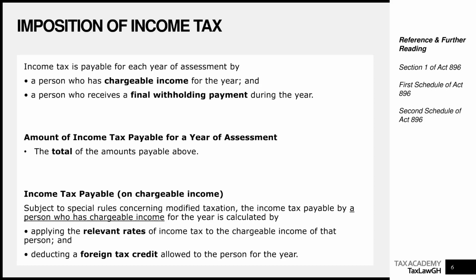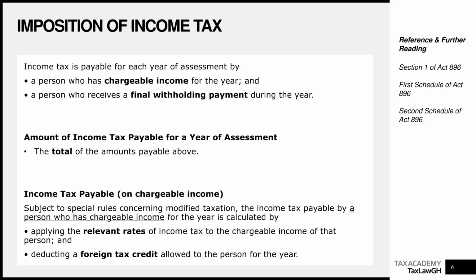I'll explain the concept of chargeable income in the next few seconds or minutes. Final withholding payment, I'll address it during the topic on withholding taxes, but let me address that now so at least you have a fair idea. A final withholding payment, as the name implies, is final. It is a payment and it relates to withholding, right? So we've broken the words down. We know it's final. We know it relates to a payment that had to do with withholding, right?